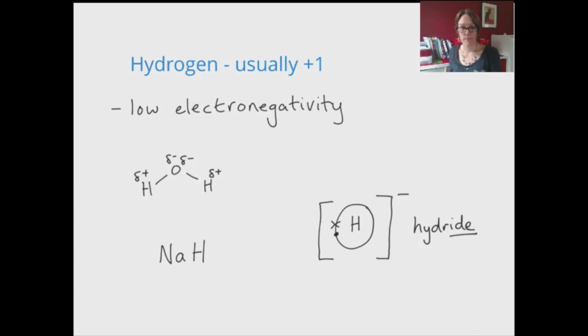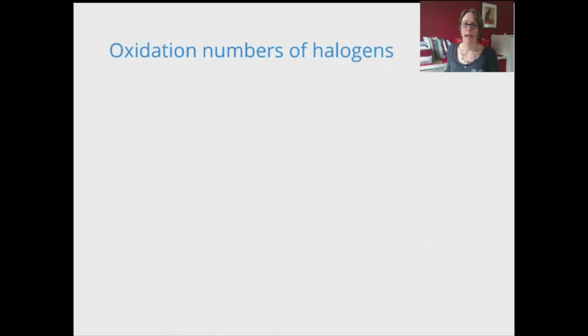So hydride has a negative charge, so the only time that hydrogen cannot be +1 is when it is with a less electronegative element, such as a metal. Aluminium hydride you will come up with in organic chemistry.